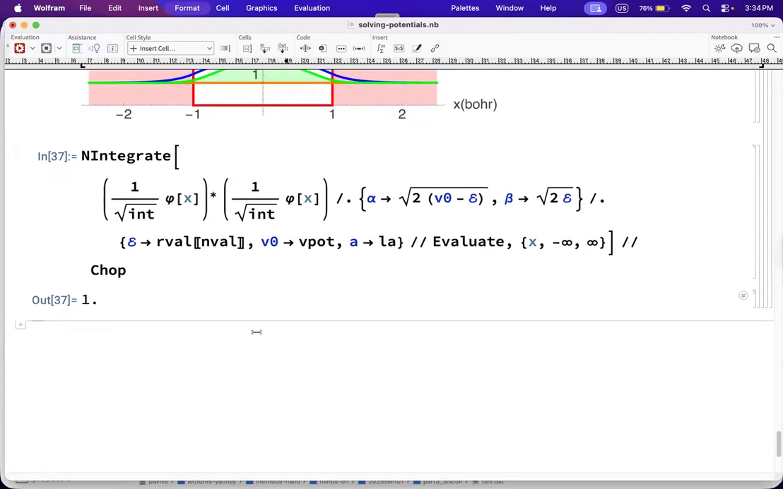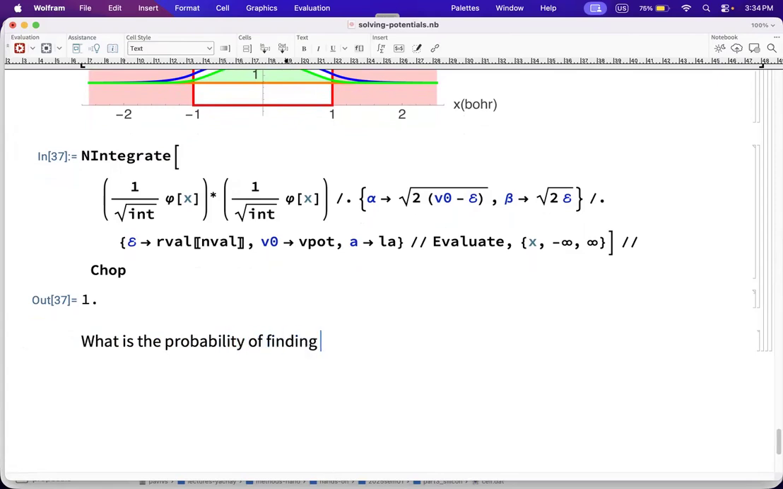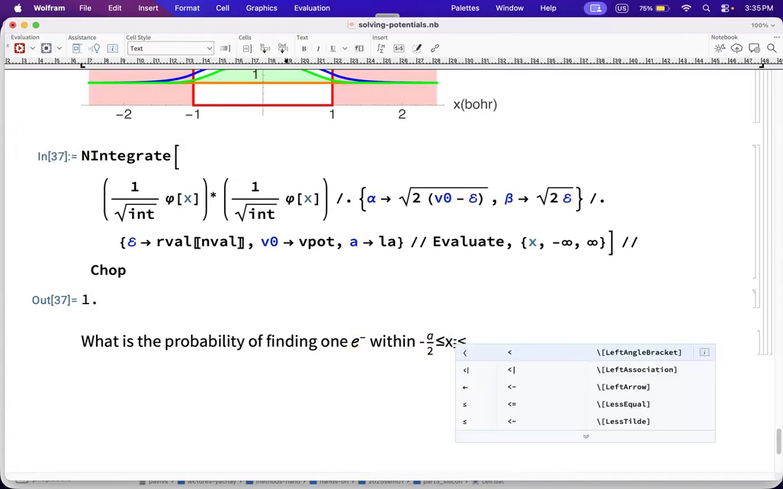So the first question is, for instance, what is the probability of finding one electron within minus A over 2, within this region, right? Minus A over 2 less or equal to x, in this region, A over 2. What is the probability of finding the electron in this region?